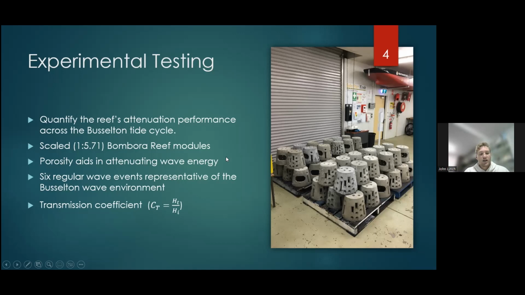The wave attenuation performance is quantified by calculating the transmission coefficient, which is the ratio of wave height measured behind the reef to that measured in front of the reef. So the smaller the transmission coefficient, the more wave energy is attenuated.